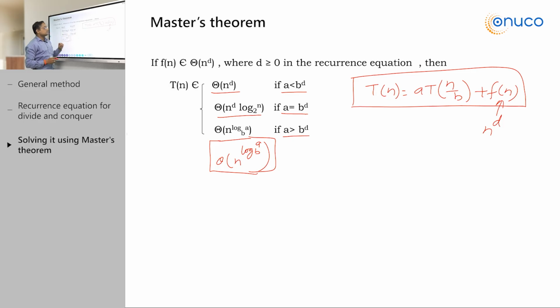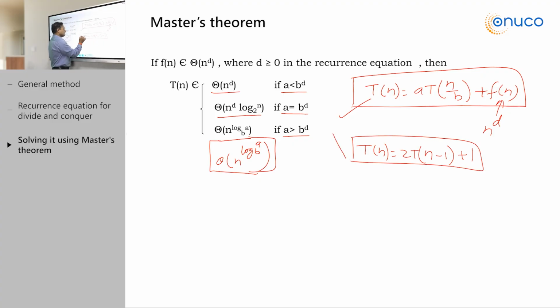Most recurrence relations, when in the standard form, can use Master Theorem. But remember that Master Theorem cannot be applied to the recurrence relations we discussed in the previous topic, where the recurrence decreases by a constant. The reason is it is not in the form of a T of n by b. It is just a decrease by a constant. If it is not in the form a T of n by b, we cannot apply Master Theorem for sure.